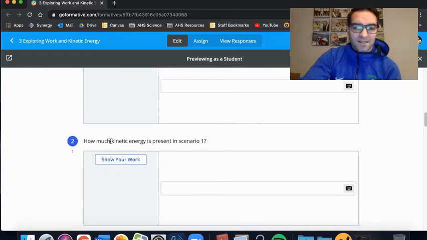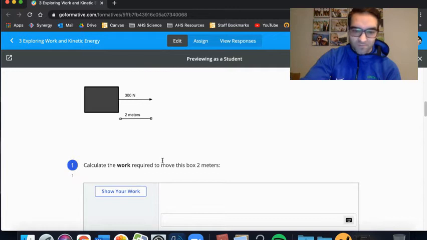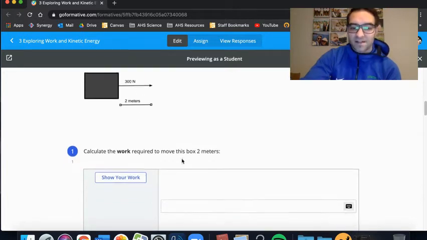Then, again, do we understand how work and kinetic energy are related? So, how much kinetic energy is present in scenario one? If you moved it 2 meters with 300 newtons, how much kinetic energy is present?